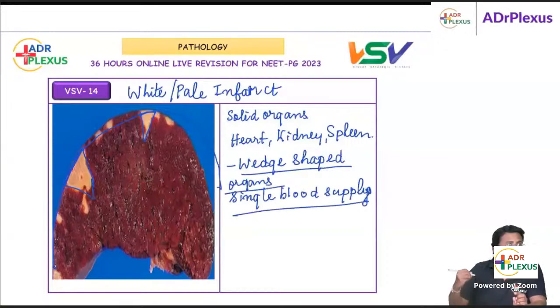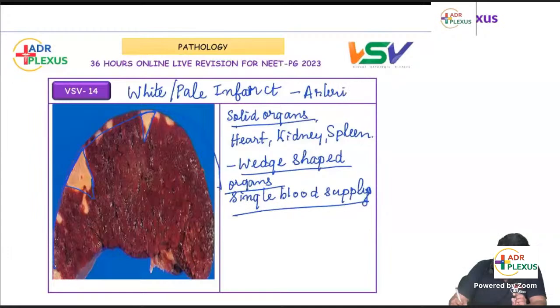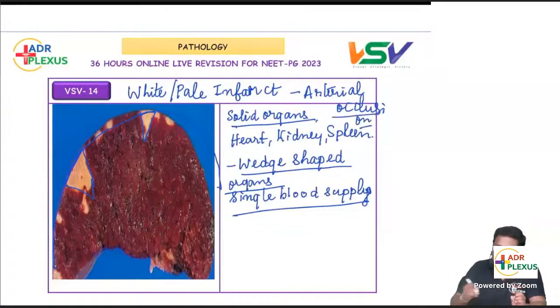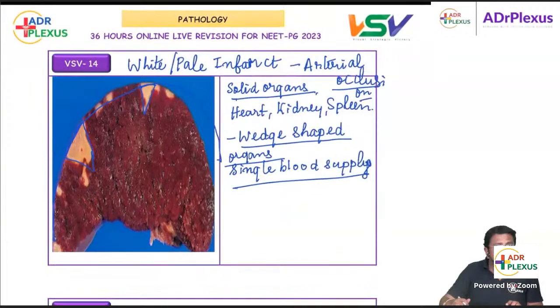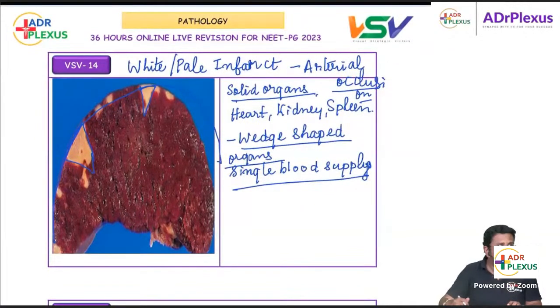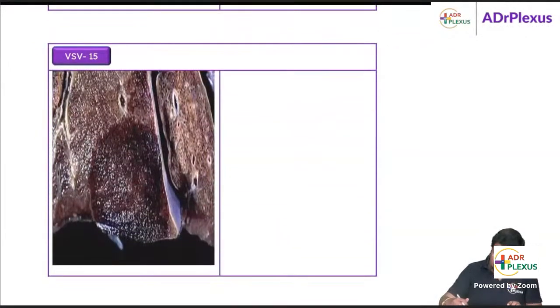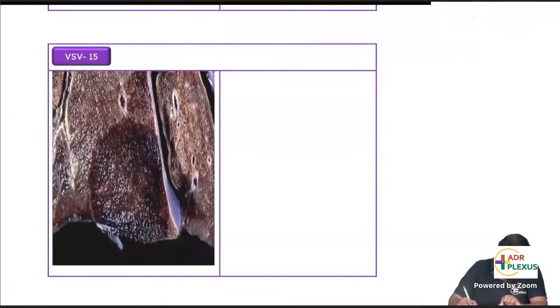Then, yes, very good. Arterial occlusion. Arterial occlusion will be causing this pale infarct. Then, coming to the next picture, this is the lung.